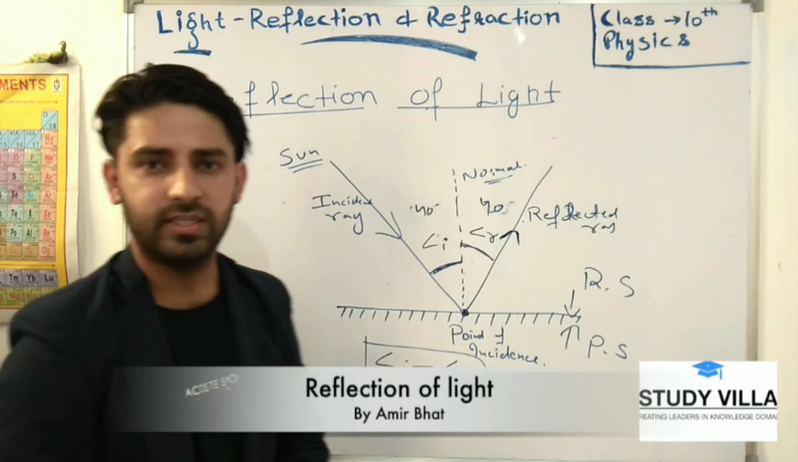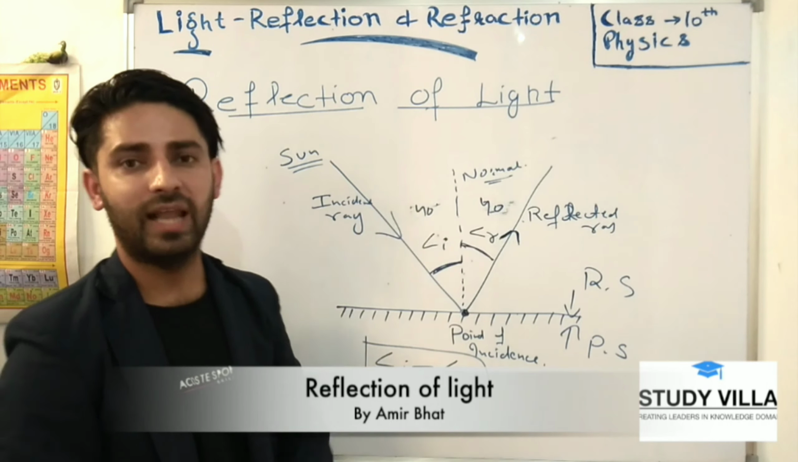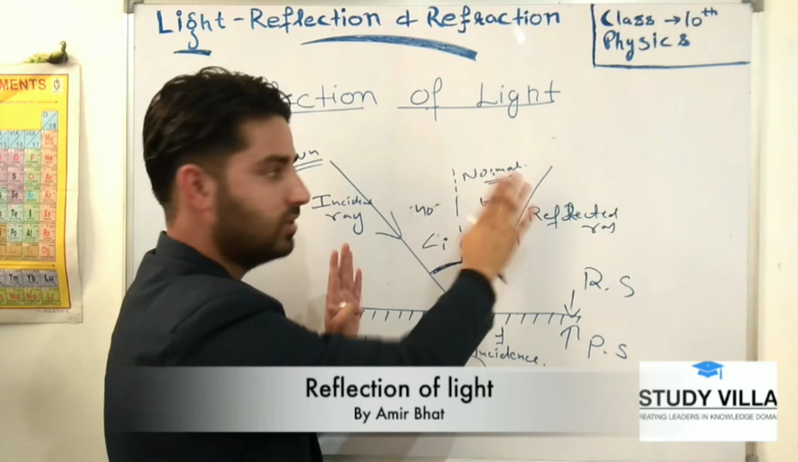Is known as reflection of light. There are basic two laws of reflection of light. So first law, the incident ray, reflected ray and normal lie on the same plane. Which means if I rotate the whiteboard, the reflected ray will remain on the whiteboard.